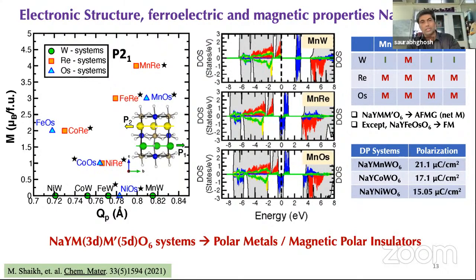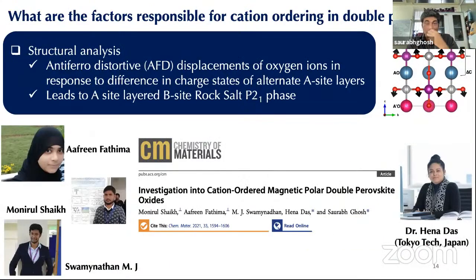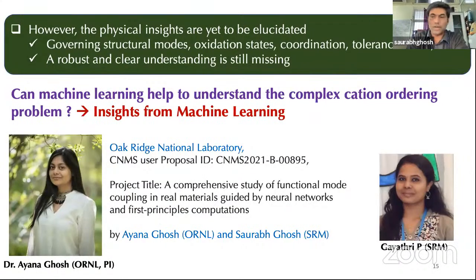So we designed these polar metals and some of the insulators, some of the metals. This part of the work has been done in collaboration with the Tokyo Institute of Technology. Then what we really tried to understand is what is basically causing this cation ordering. From our structural analysis, we found that this particular antiferroelectric distortion is basically responsible for the cation ordering. With that, we then collaborated with the Oak Ridge National Laboratory.